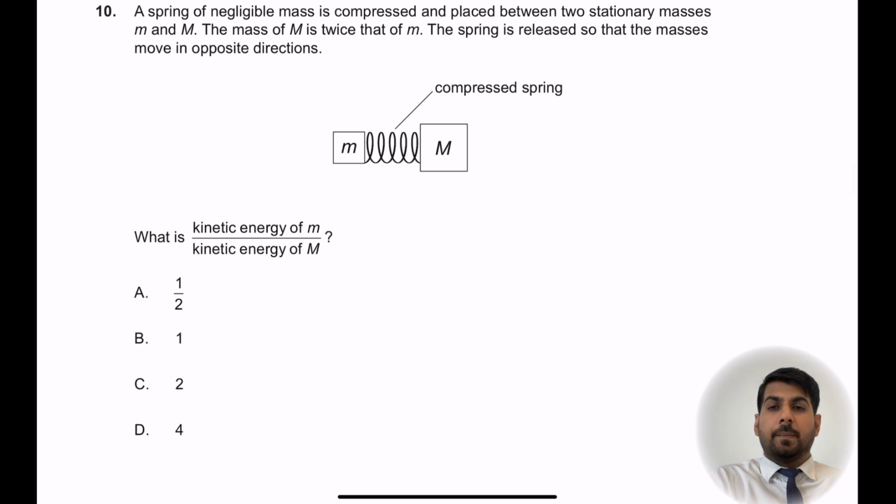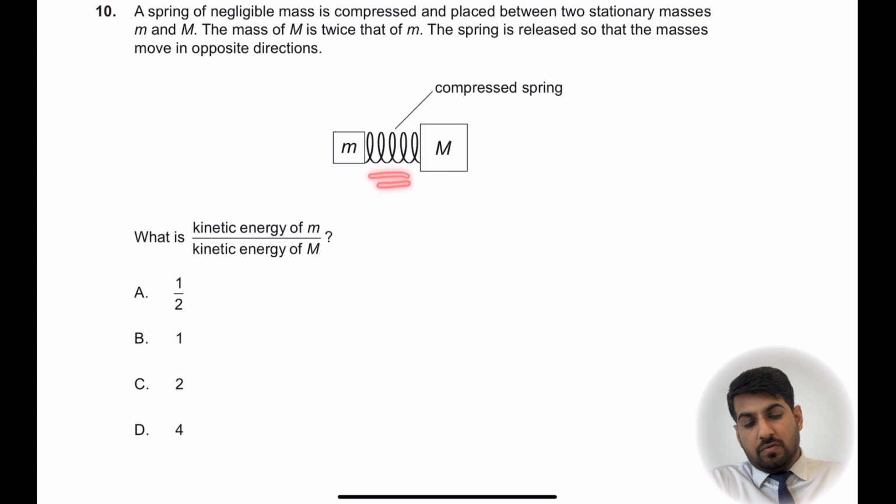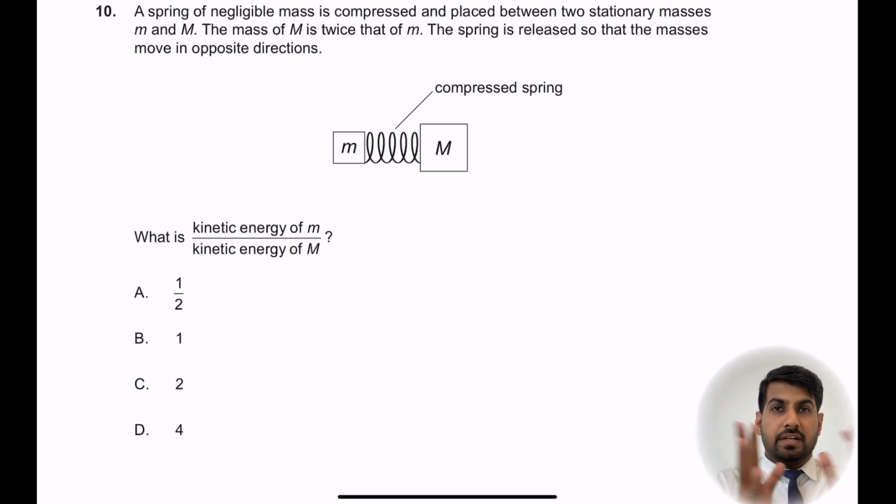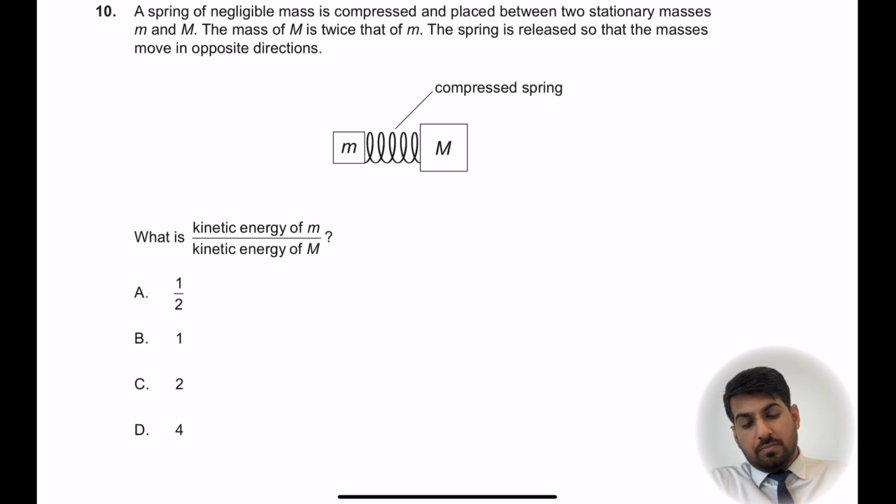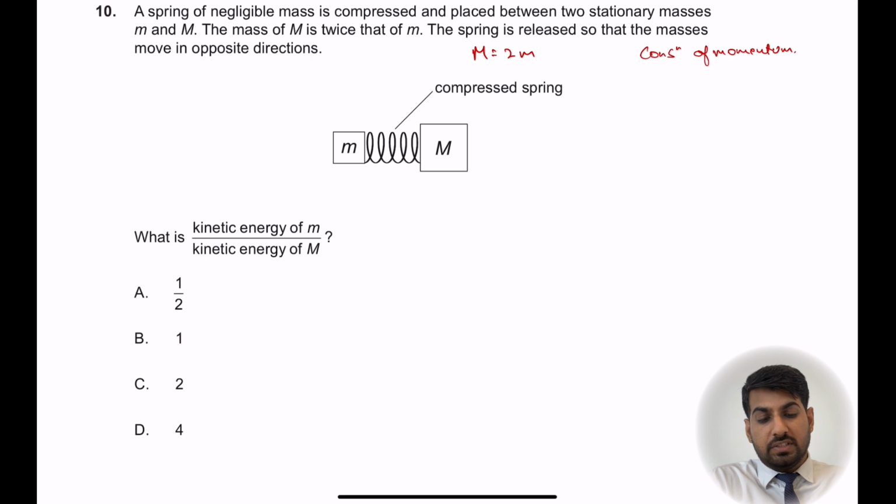Now question number 10. In these types of questions, always when they are moving, or when it is released, there is a motion between the objects, always use the principle of conservation of momentum, guys. You have to think in those terms. Now look at this question: a spring is compressed and placed between two stationary masses. The mass capital M is twice of small m. The spring is released so that they move in opposite directions. Now the kinetic energy of M and kinetic energy of m.